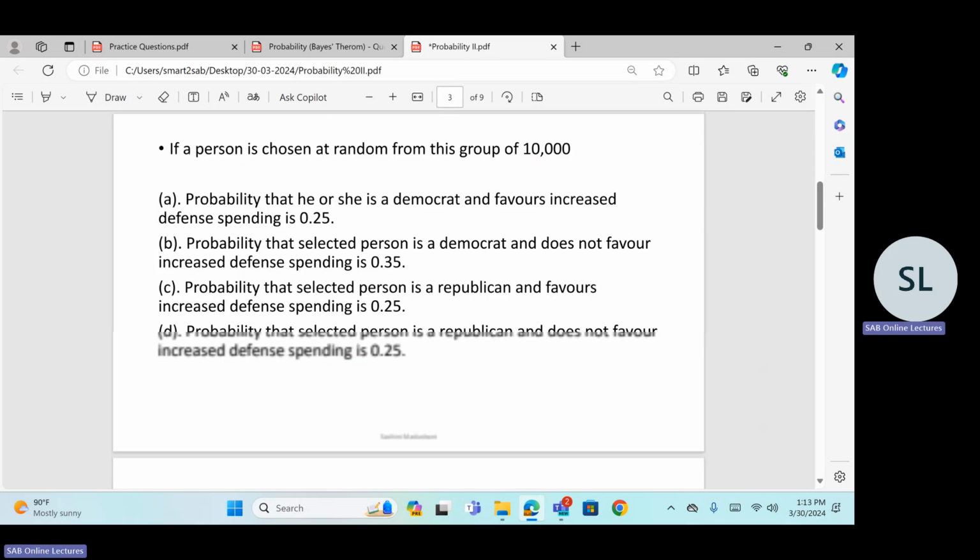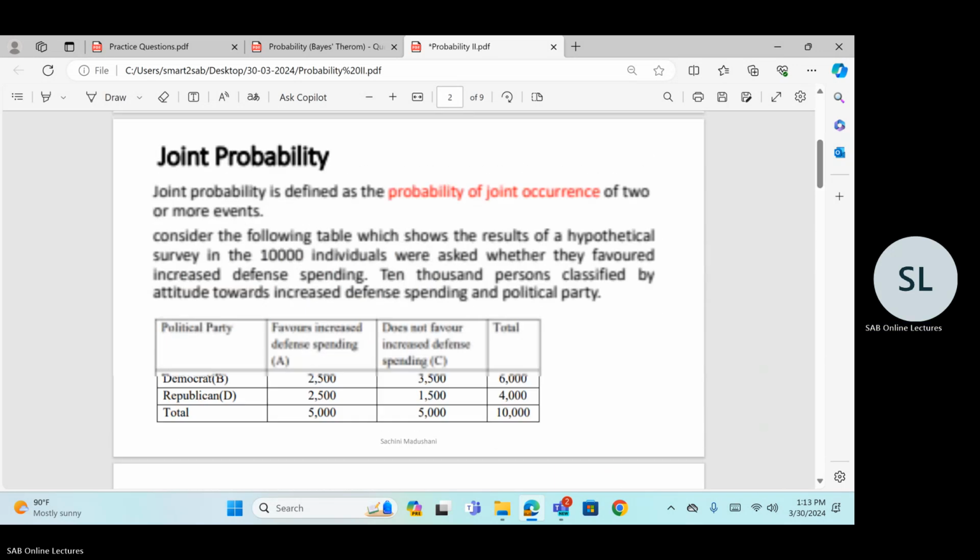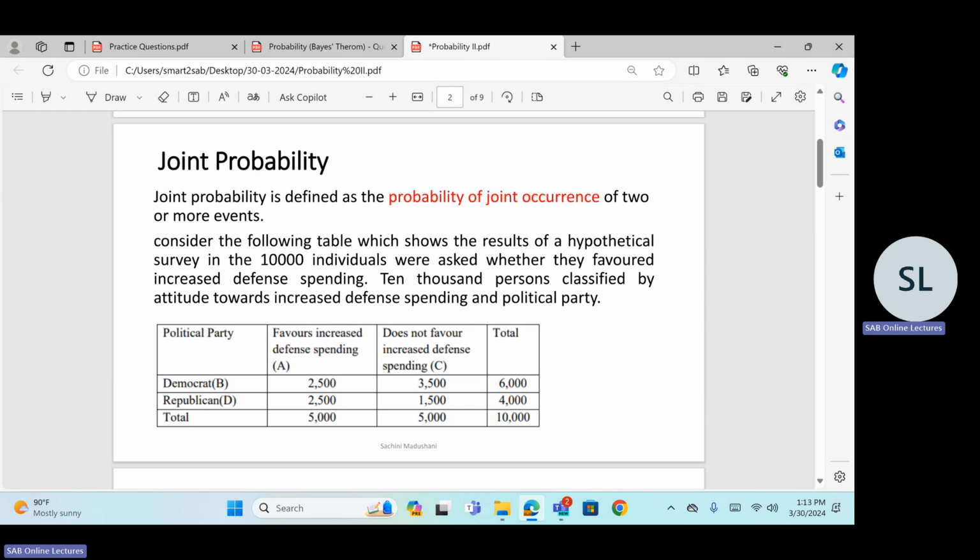And then move to the marginal probability that the randomly chosen person in this group is a Democrat. That is the probability. Then the persons who are Democrats, what is the total value? 6,000. Okay, understood?